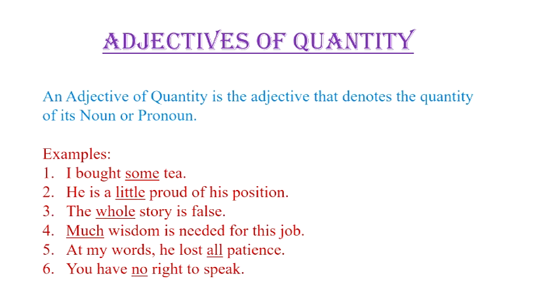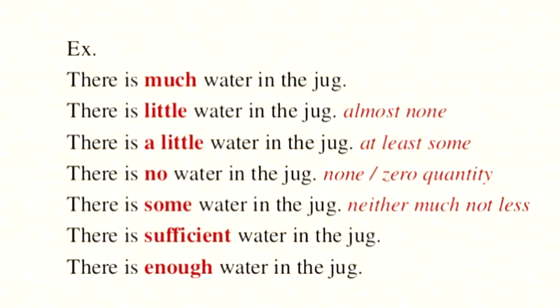So dear children, it's very simple. You have to see your noun and then see which words tell you about the quantity of that noun. Means how much. Because you cannot count tea. You cannot count wisdom, patience, right? So that's why they are telling us about how much of that is there. Okay. So they are adjectives of quantity. Let us have some more examples to make it clear.